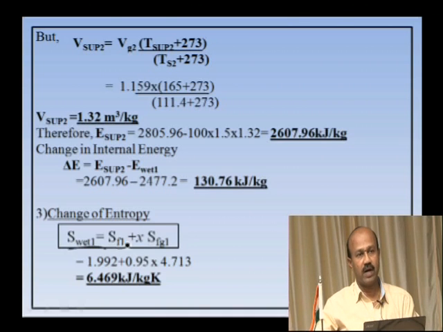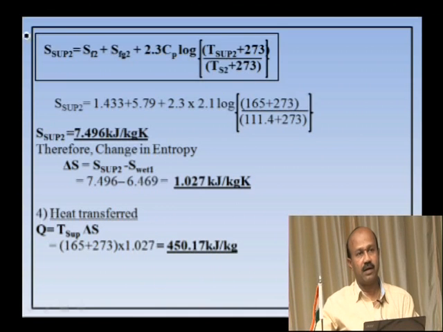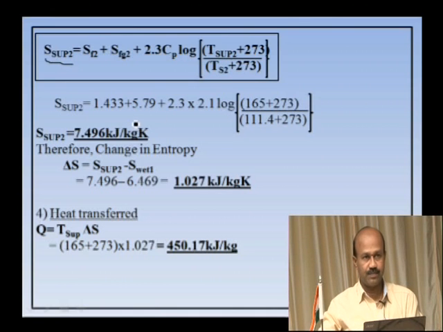So, S wet 1, that is the entropy at the initial condition, is 6.469 kilojoules per kg Kelvin, the entropy of the initial steam. Next, for the final superheated steam, you know the formula for entropy of superheated steam: S_f2 + S_fg2 + 2.3 Cp log((T_sup + 273)/(T_sat + 273)). So, substitute all the values one by one. You will get S2, the entropy of steam after the process, as 7.496 kilojoules per kg Kelvin.